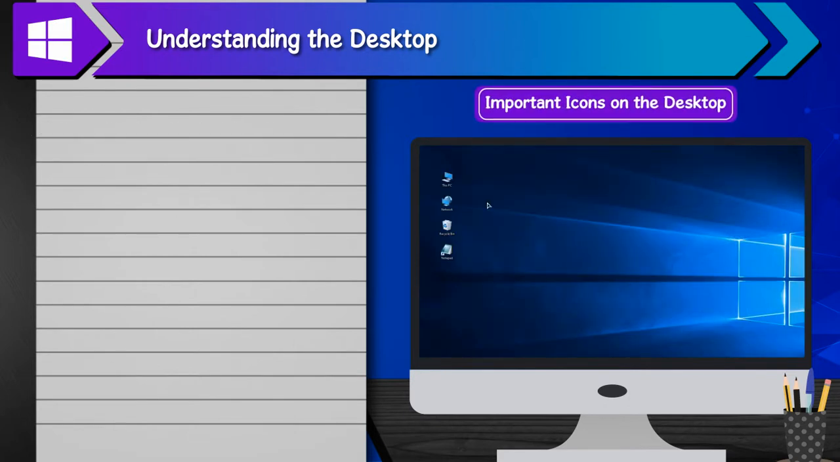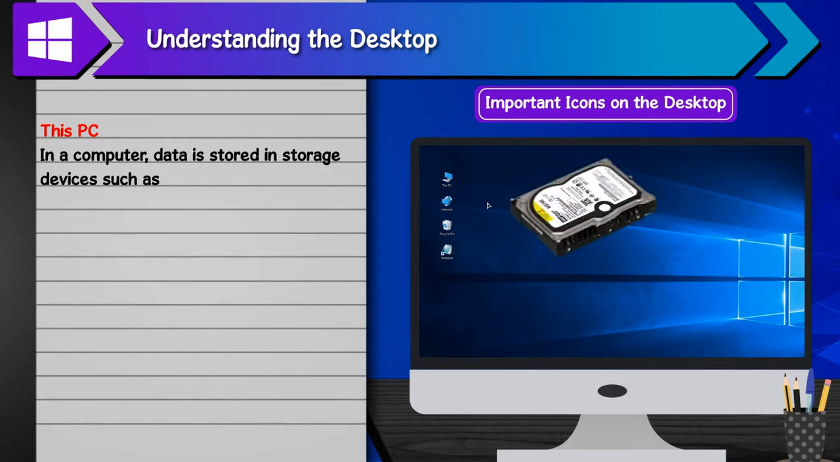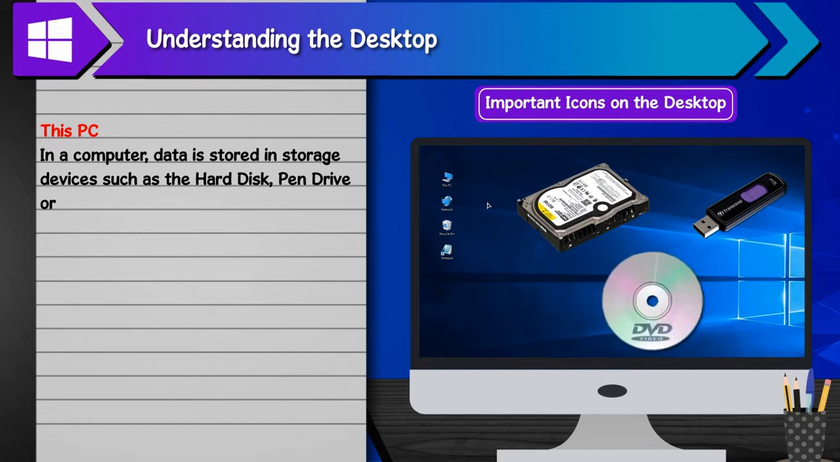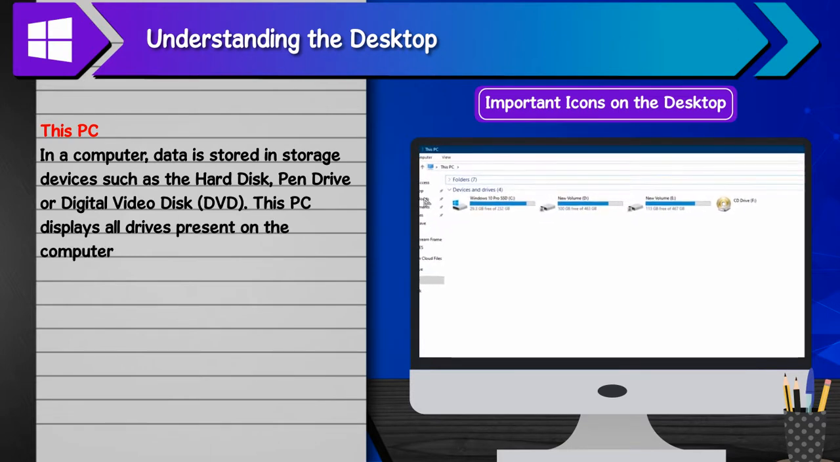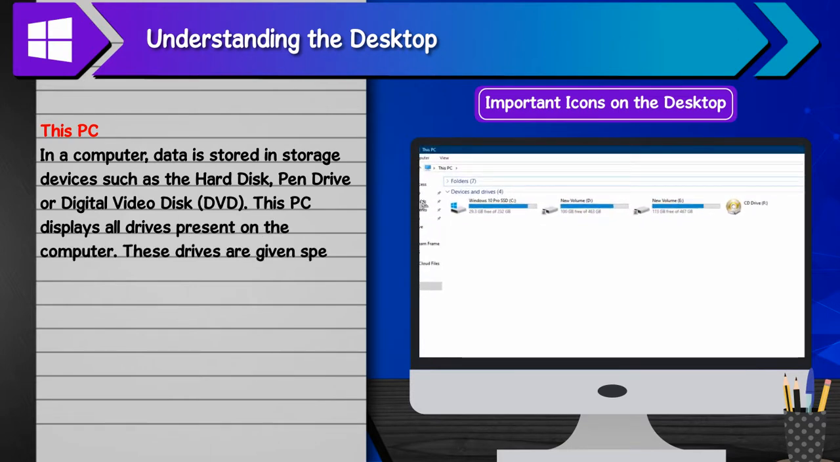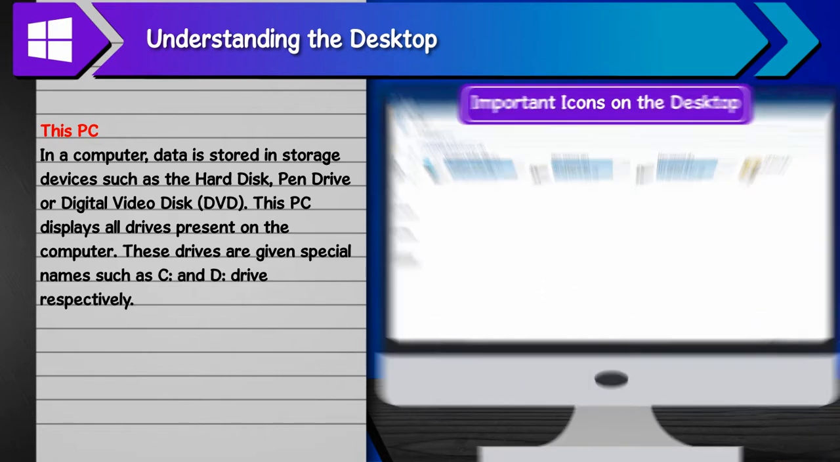Important icons on the desktop. This PC. In a computer, data is stored in storage devices such as the hard disk, pen drive or digital video disk, DVD. This PC displays all drives present on the computer. These drives are given special names such as C and D drive respectively.